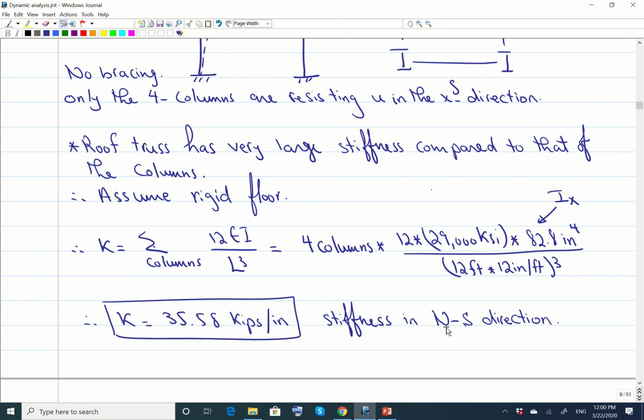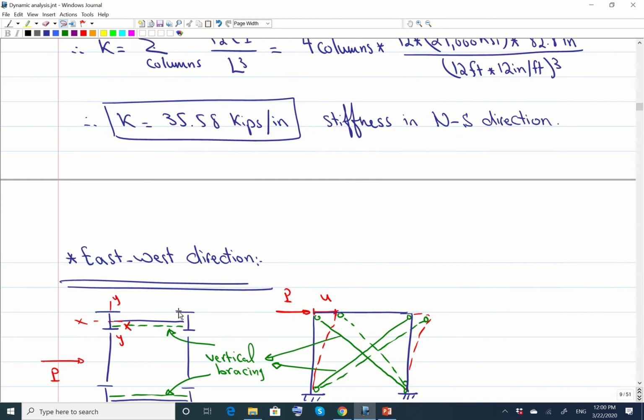So this is the stiffness in the north-south direction. You need 35.58 kips so that the frame drifts 1 inch in the north-south direction. Okay, what about the east-west direction?